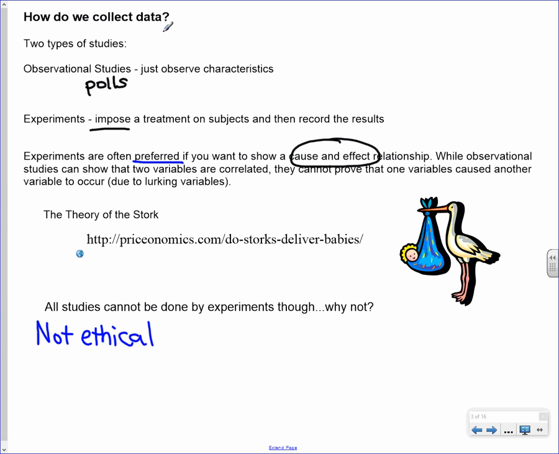So how do we collect data? Well, there's two types of studies that we will see. One is observational studies, and they just observe characteristics or just ask questions. That would be polls. Polls would be an example of an observational study. There's other examples, but polls are the most common that we know of. Experiments impose a treatment on the subject and then record the results. So they force someone to try a new treatment, or if we're looking at making plants grow taller, we give a certain amount of the plants a different soil or give them different amounts of water or whatever. So we're imposing some sort of treatment on them, and then we observe what happens at the end.